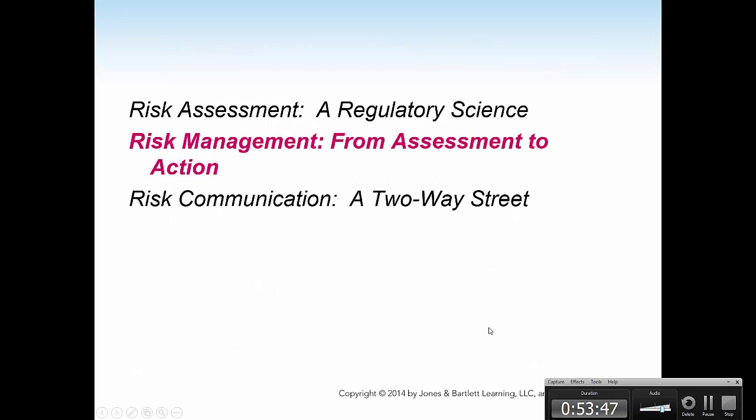Okay. So risk assessment as a regulatory science, you get all of this data. And then, okay, where do you go from there? Well then hopefully we can talk to people in the community, government agencies, and say, okay, we need to regulate certain substances and certain exposures, and then hopefully we can go into risk management. So from assessment to action.